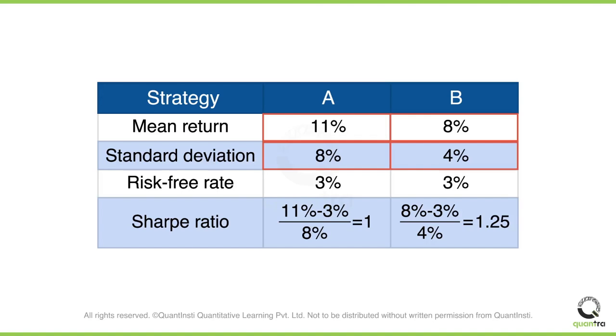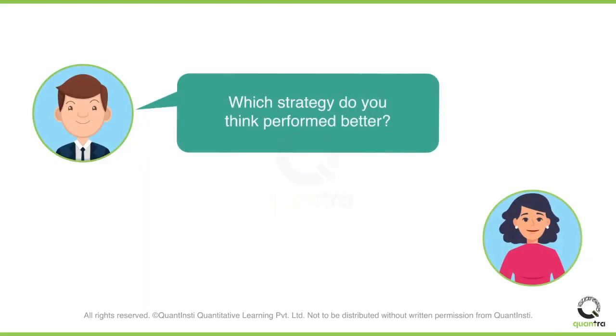Considering the fact that the risk-free rate of return is 3%, the Sharpe ratio for strategy A is 1, and the Sharpe ratio for strategy B is 1.25. John then asks Sophie which strategy she thinks performed better.